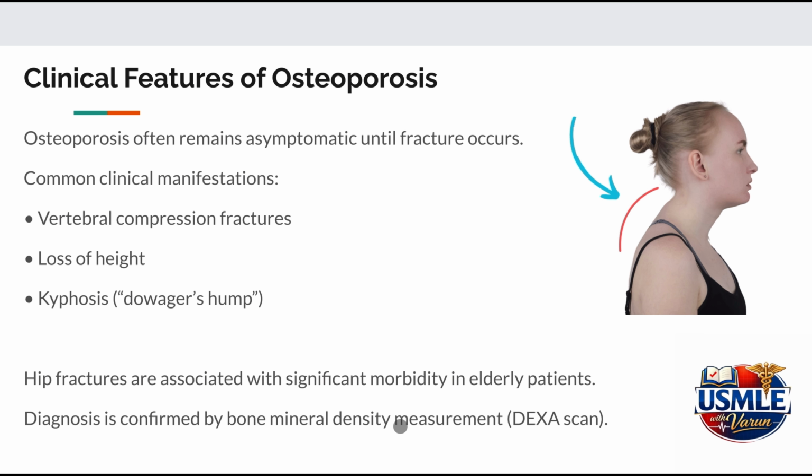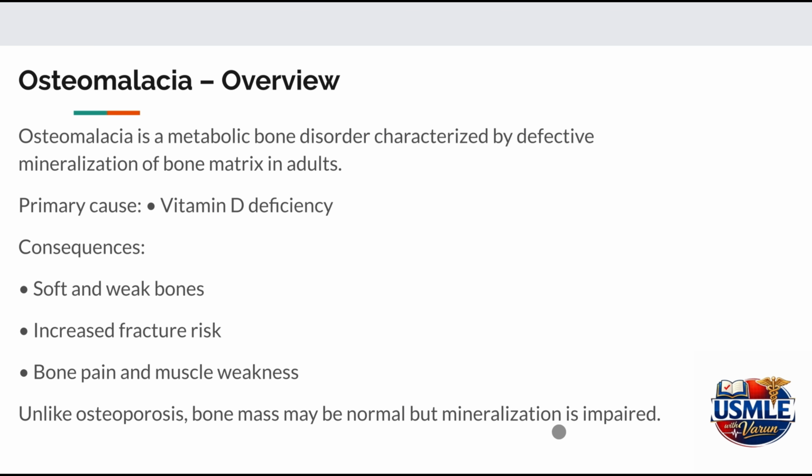Diagnosis of osteoporosis is confirmed using bone mineral density measurement, typically with a DEXA scan, as we might have heard about, which is used in elderly people for screening the risk of osteoporosis.